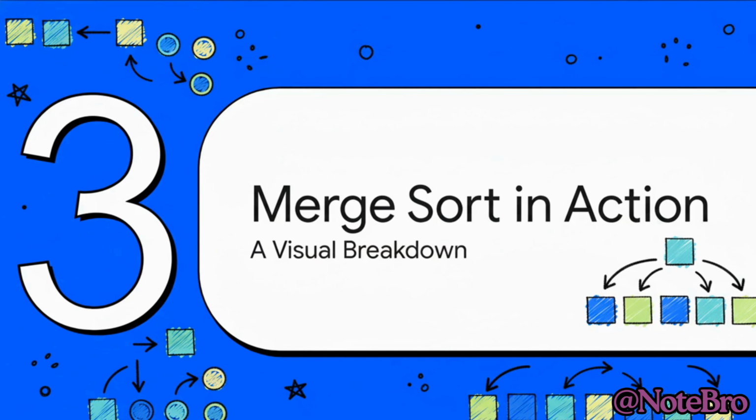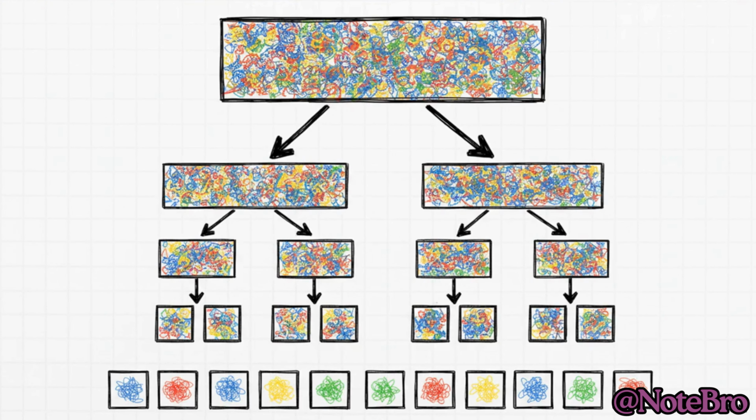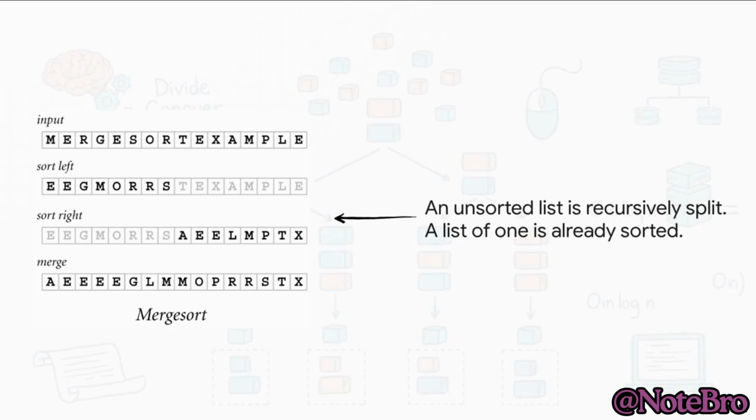Okay, so that's the theory, but what does this actually look like in action? Let's visualize it. All right, so first step is the divide phase. We start with our big unsorted list, and we just keep splitting it in half. And then we split those halves in half, over and over again. And this splitting keeps going until we're left with a bunch of tiny lists that have only one item each. And here's the key. A list with only one item is, by definition, already sorted, right? You can't get any more sorted than that. This is what's called the base case. It's the simplest possible problem to solve.